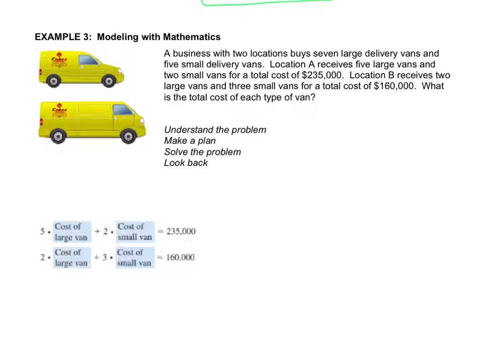So let's do one last one here where we're looking at trying to write one of these systems and then trying to solve it. So a business with 2 locations buys 7 large delivery vans and 5 small delivery vans. So I'm going to go with this idea right from the beginning. Let's say that the large delivery van is going to be the X's and the small will be the Y's. So that'll just be something to keep an eye on.